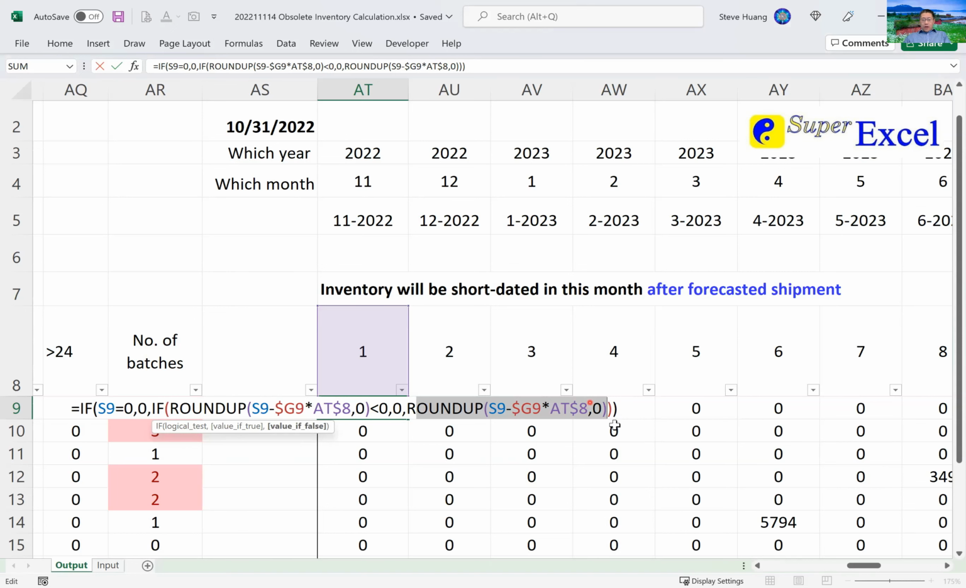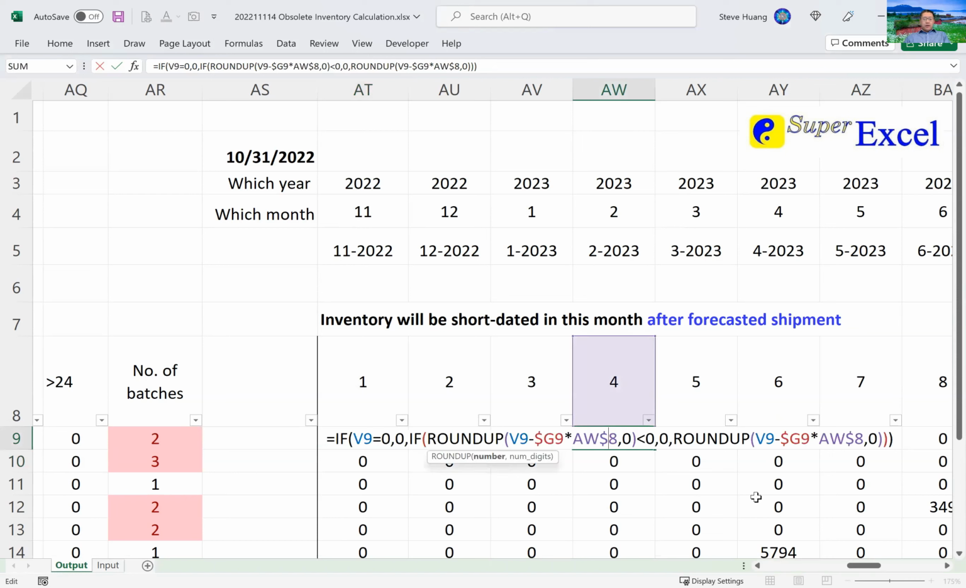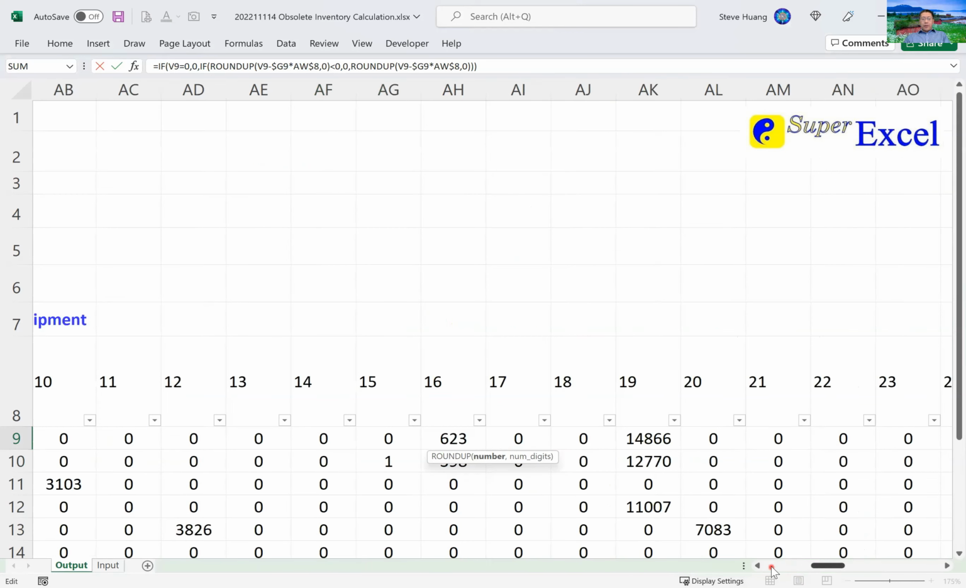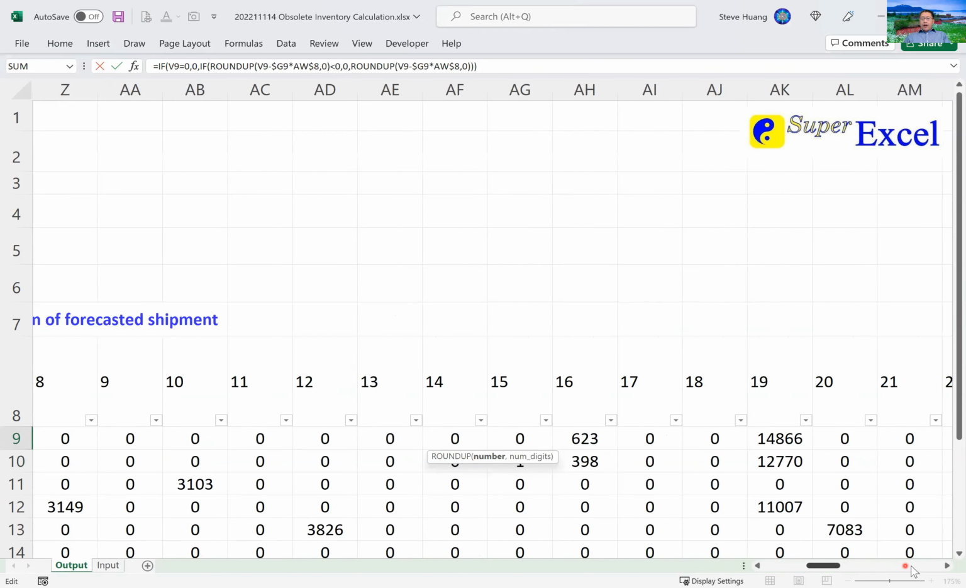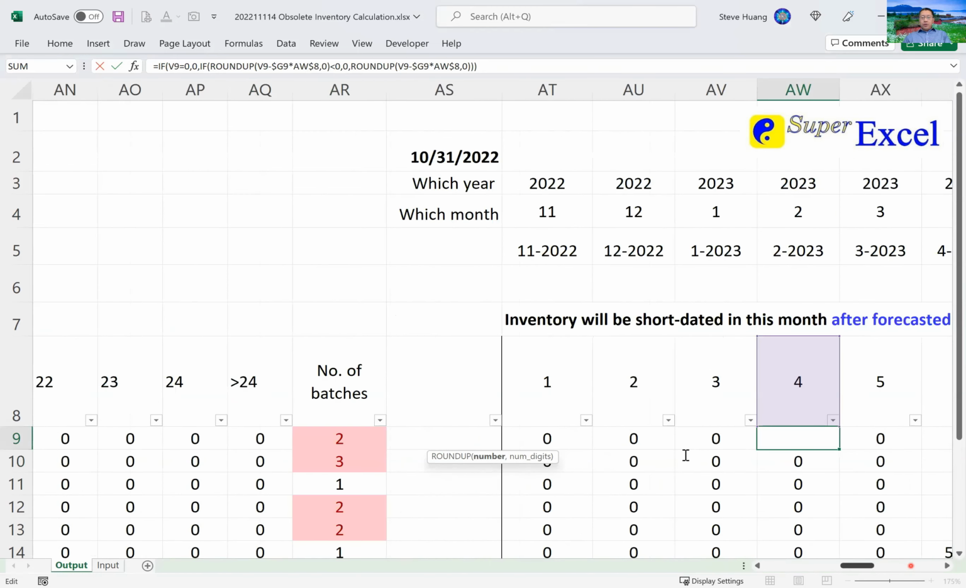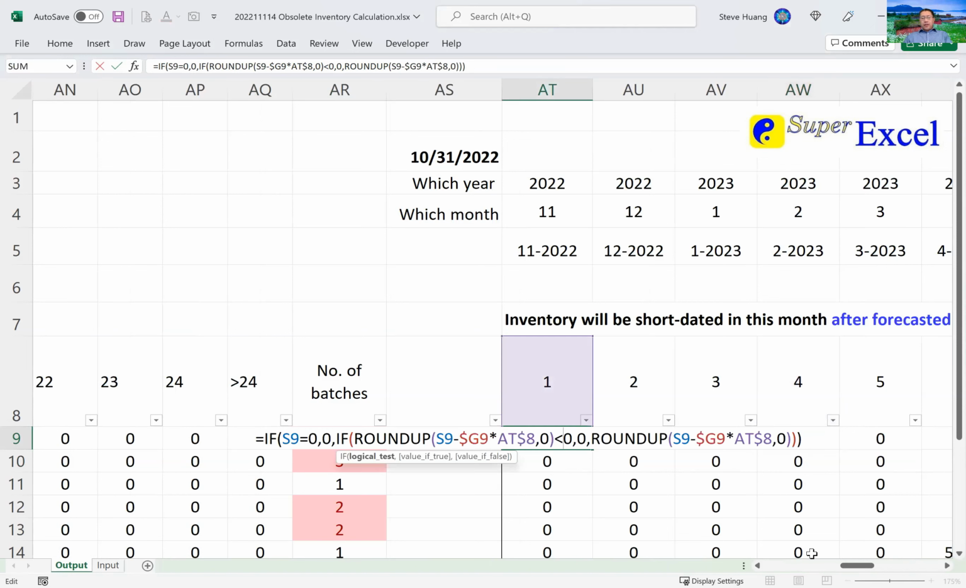And all the other weeks, this formula is similar. It's just using different week numbers and different weeks' inventory to compare and calculate. Now, first, I want to improve this formula because we don't necessarily need to use those 2 if functions. And we don't even need to use an if function at all in this case.